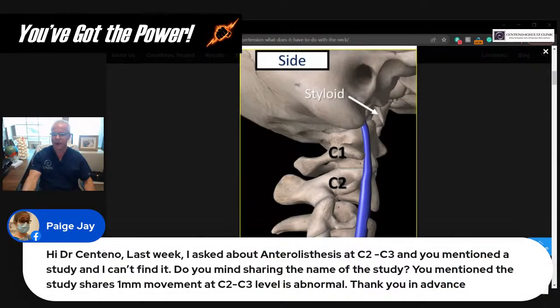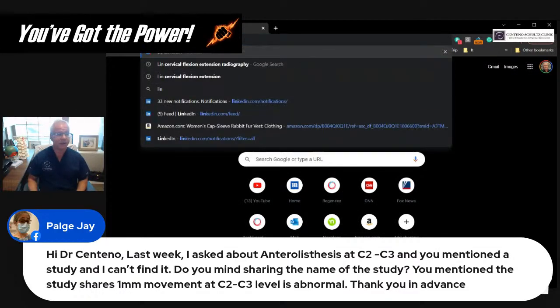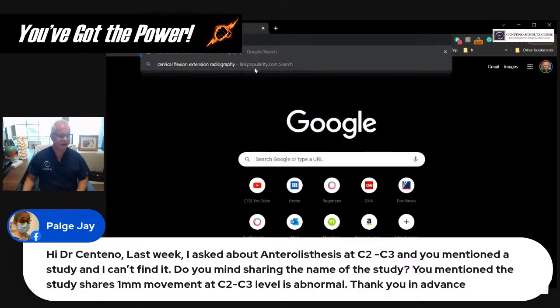Paige, Centeno, last week I asked about anterolisthesis, C2-3. You mentioned a study and I can't find it. Do you mind sharing the name of the study? You mentioned the study shows one movement. Yeah, so that's the Lynn study. I'm going to try to find it here. I don't know if I can, Paige. I believe the guy's last name is Lynn. Flexion extension radiography.